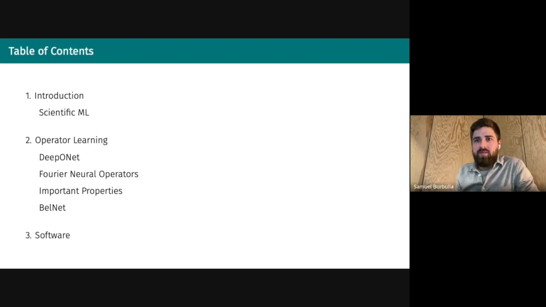I will start with a short introduction, in particular, what is scientific ML and why it is interesting. And then a large section about operator learning. I will cover architectures like DeepONets and Fourier Neural Operators, and we will discuss important properties of such neural operators. And we will also quickly talk about a new architecture, which is called BERNet. And finally, I will say some words about software, because at TransferLab, we care about open and accessible software.